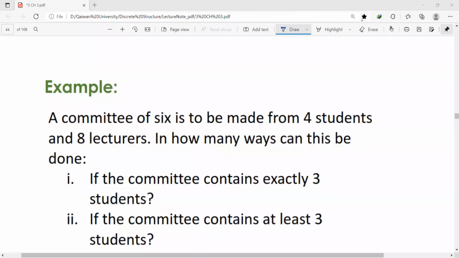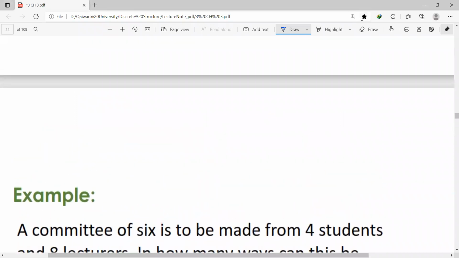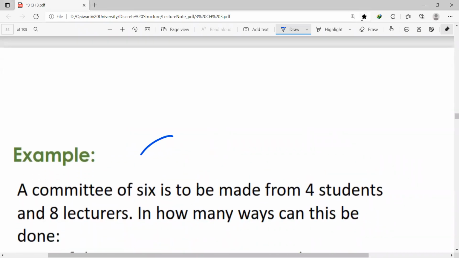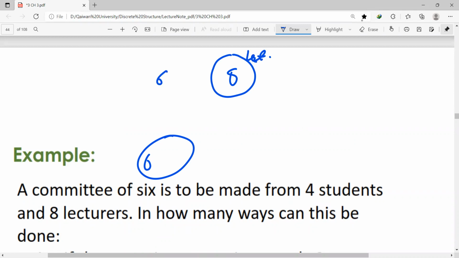Here we want to make a committee. The committee is 6 people. We want to make a committee of 6 people. We have 8 lecturers and 4 students.